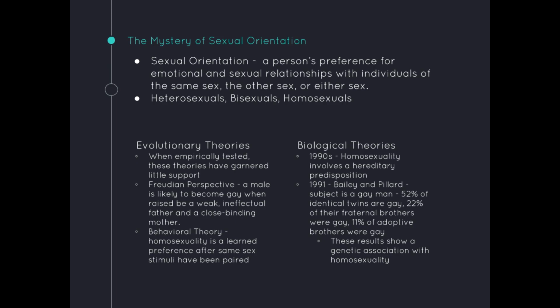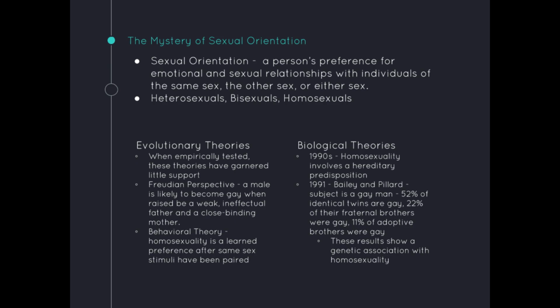Freud's perspective was that a man is more likely to become gay when he is raised by a weak, ineffectual father and a close-binding mother. Now, as you know, there are many other situations that could determine a person's sexual orientation besides a father. In this situation, that's not the macho man that we portray a father to be, I guess. And there are also behavioral theories that are grouped with evolutionary theories.